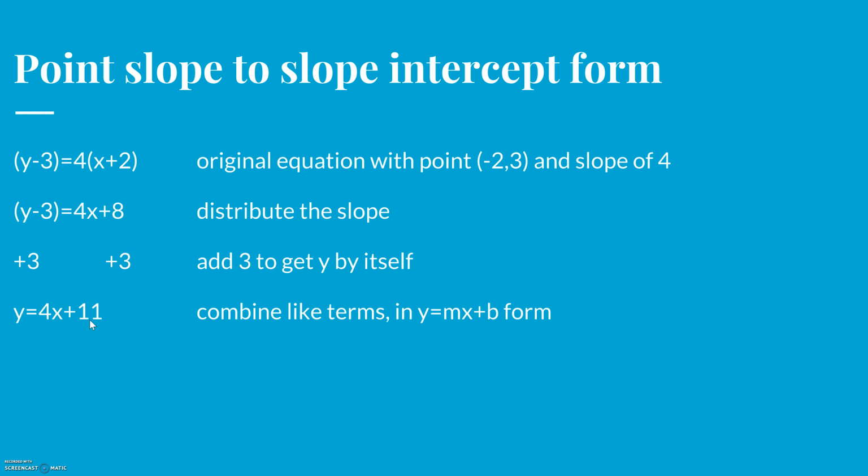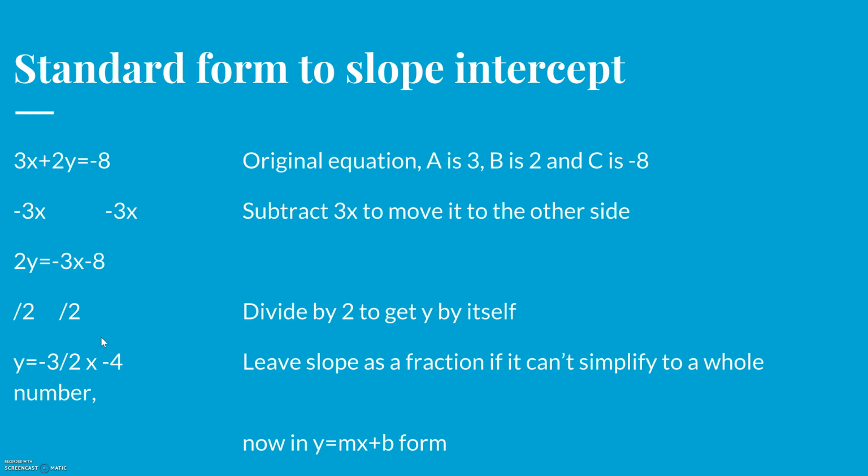You're now in y equals mx plus b form with 4 being your slope, and a y-intercept of 11. The next way we're going to look at is going from standard form to slope-intercept form.